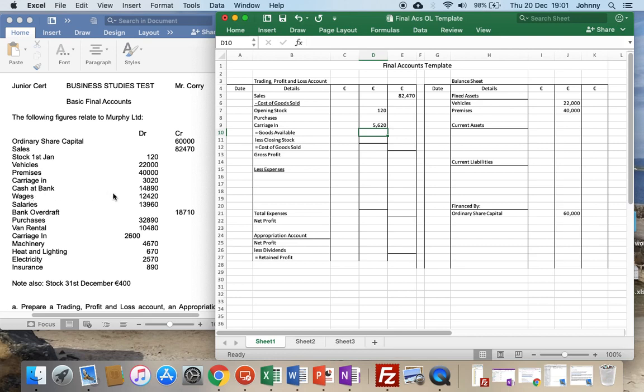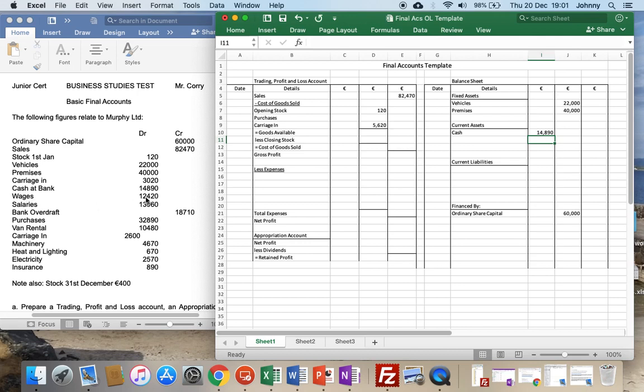Then we have cash at bank. So this is money that we have in a bank account. So 14890. Well, that's something we have, and so we have it and we're going to use it up fairly soon. So it's put in as a current asset. So 14890. And then we have wages.